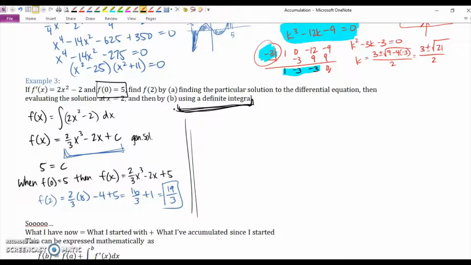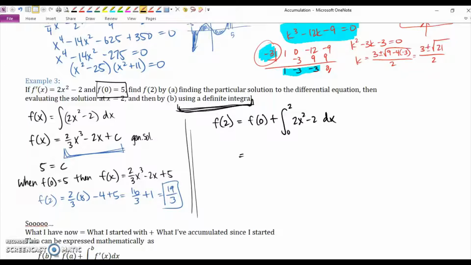So remember, the thing about accumulation is what you have now is what you start with plus everything you've accumulated since then. And in calculus, the way we can do that is I can say f of 2 is what I had, we had f of 0, plus everything we've accumulated since then. And what we've accumulated is going from 0 to 2, a bunch of 2x squared minus 2. That's what we've accumulated. So there it is. What I have now, f of 2, is equal to what I started with, plus everything I've accumulated since then. And now we can go ahead and solve this problem.